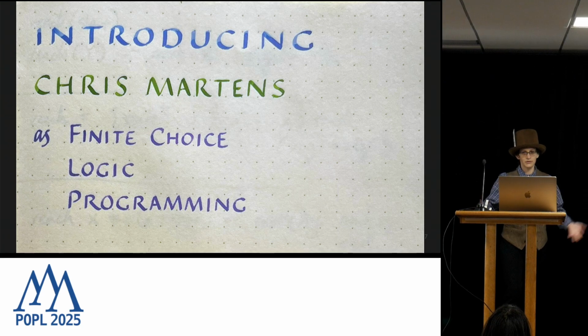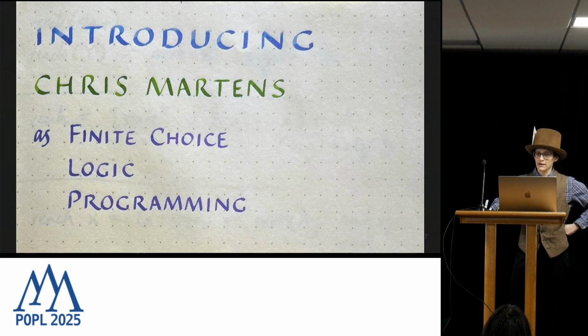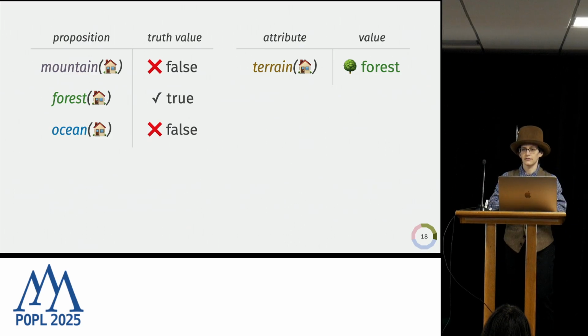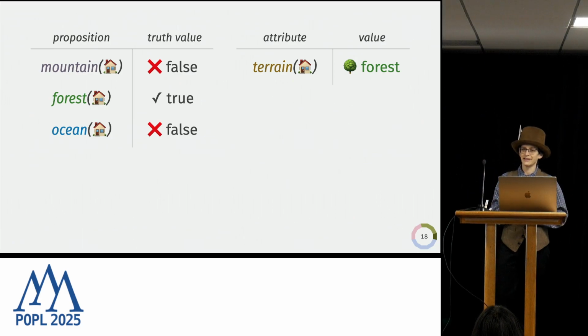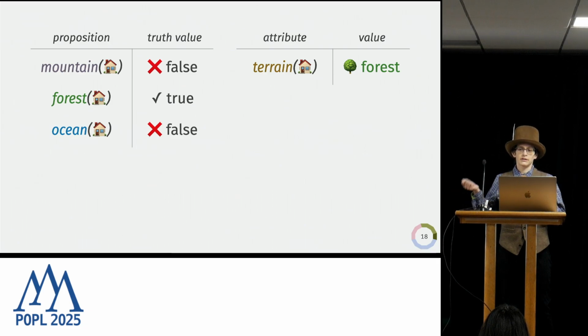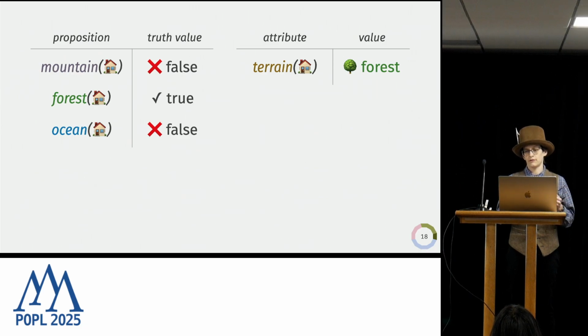So let's see what we can do about this, right? So I want to start with a fresh slate, and we'll move away from this black and white Boolean mindset. And instead of having a predicate like forest of home that can have the value true or false, we're going to introduce something called an attribute, terrain of home, which can have the value mountain, forest, or ocean.